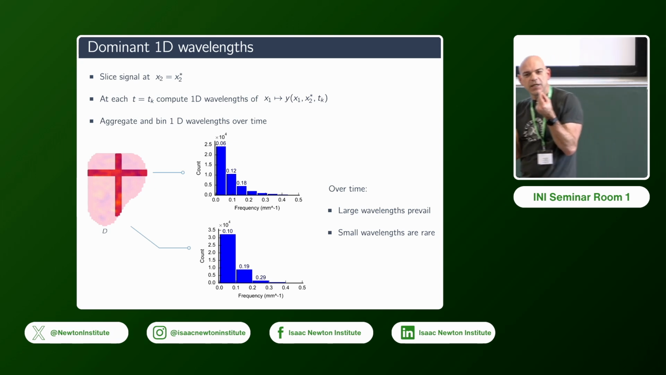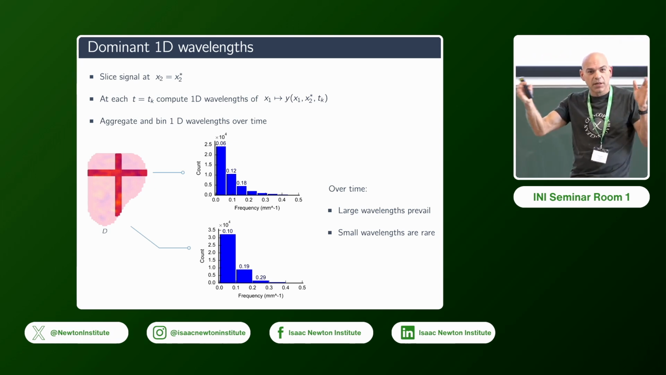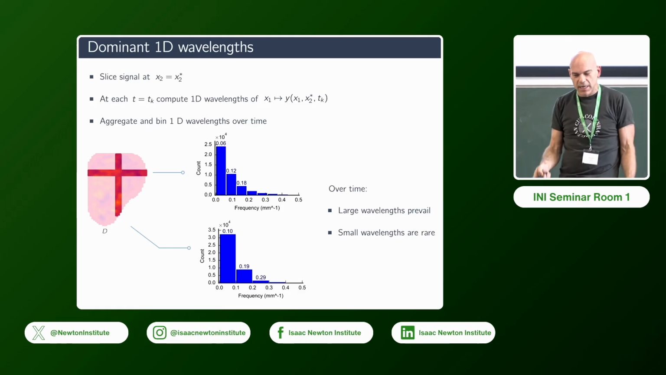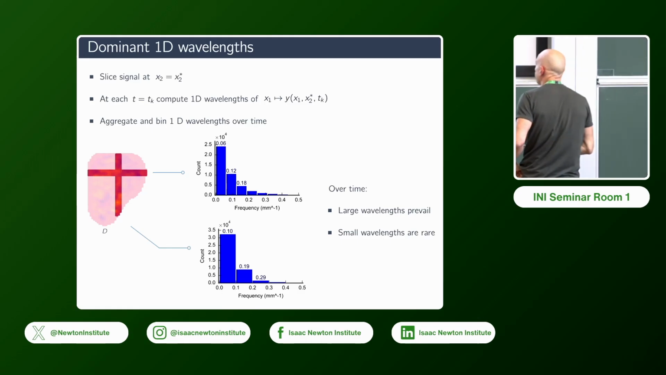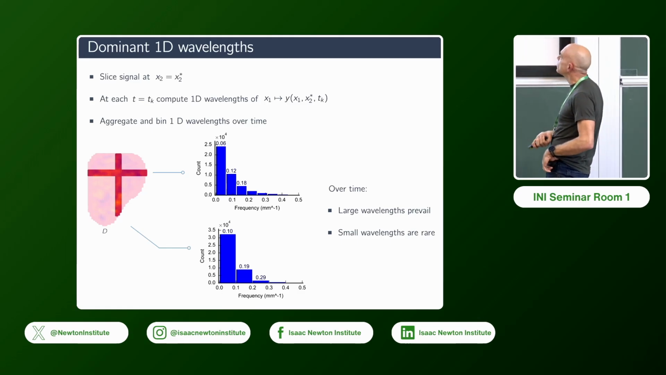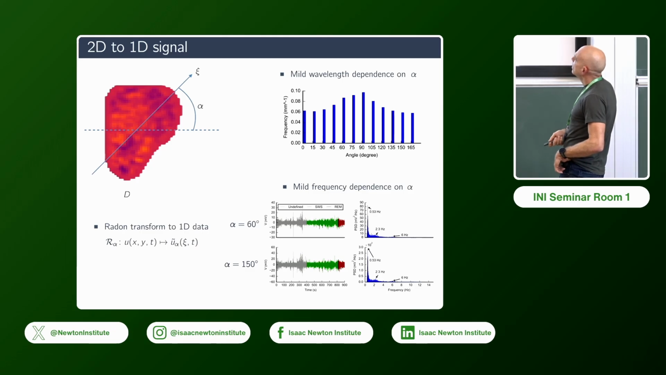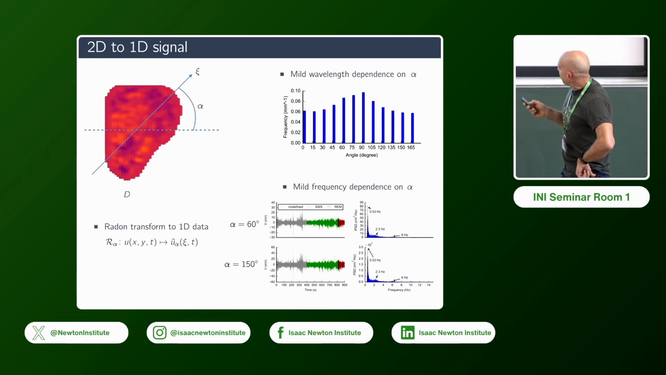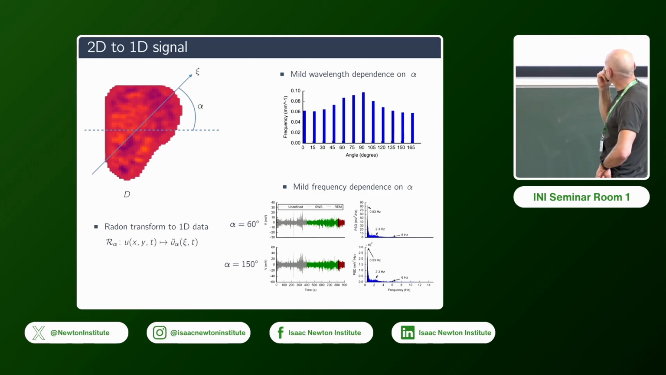So the type of signal seems to be able to be described with very large dominating wavelengths as we move on. I'm almost there with the data. And that's the last slide I have for data analysis.